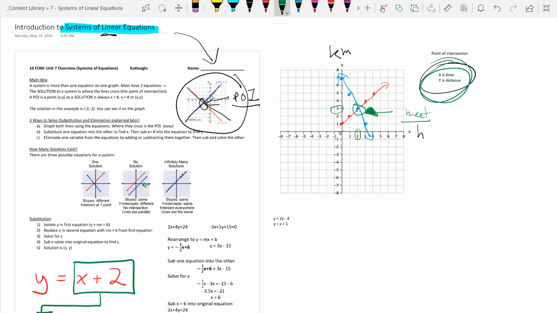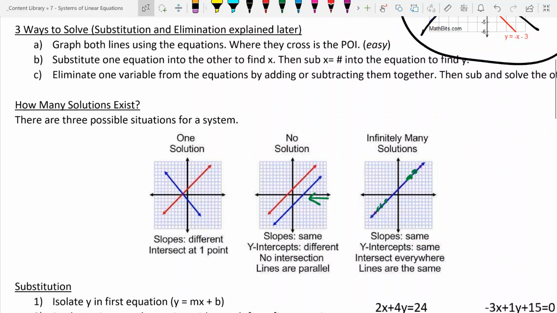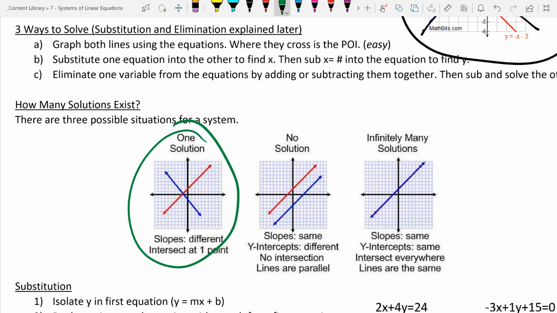So we need to be able to figure out how to find them, but before that we also need to figure out how many POIs there are. In this example there was obviously one. It was that one right in the middle, but there are other situations. So for example, this is what most of them will be. There'll be one solution. That's where you have two lines and they just cross.